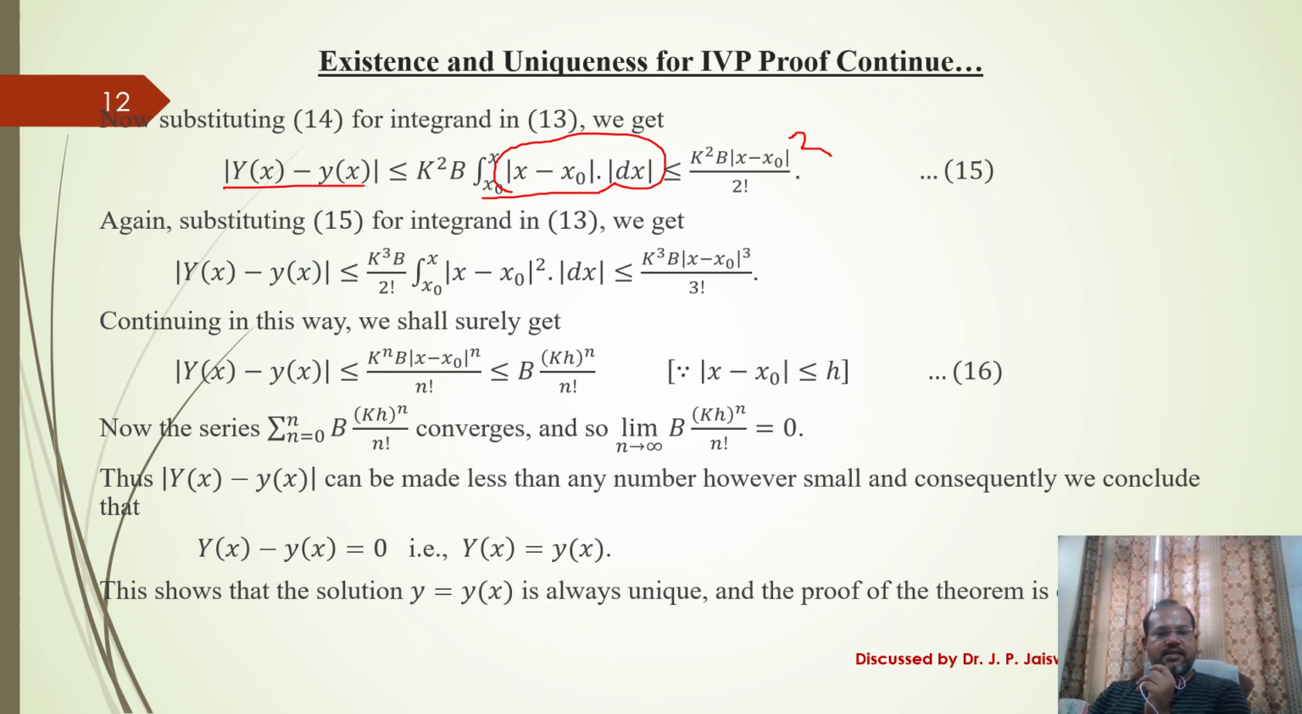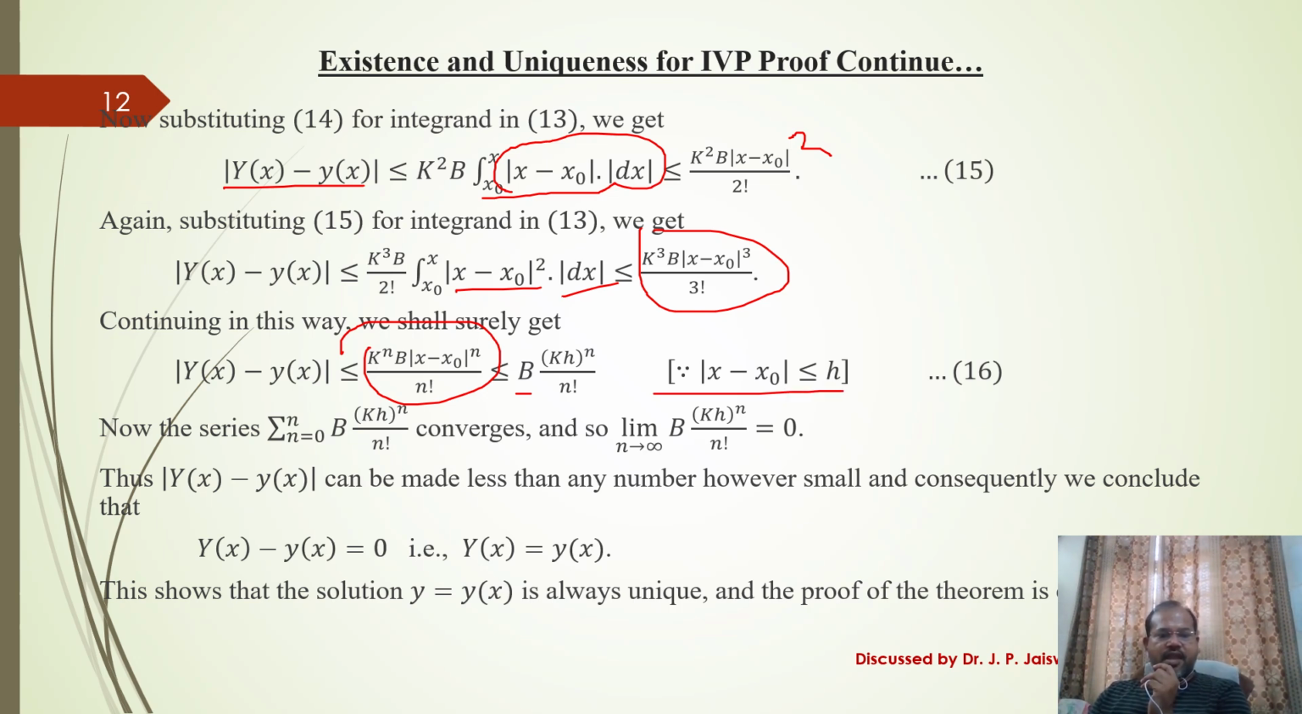If you repeat again, you get (x - x0) squared into b into k squared upon factorial 2. Taking k common, it becomes k cubed b upon factorial 2, and applying it again you get k cubed b (x - x0) cubed upon factorial 3. If you repeat the process n times, you get k to the power n b |x - x0|^n upon factorial n, where x minus x0 is h, so this is (kh)^n upon factorial n.